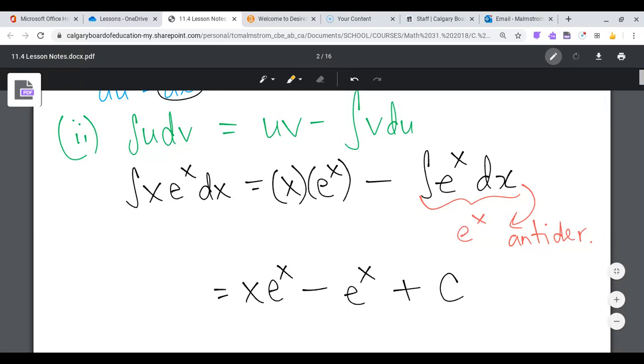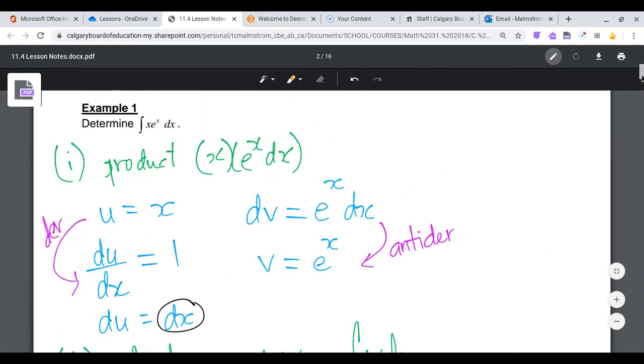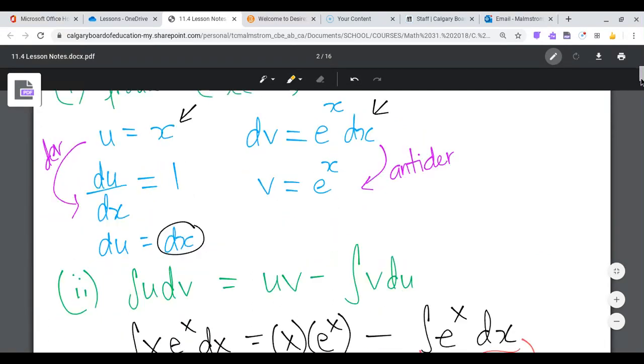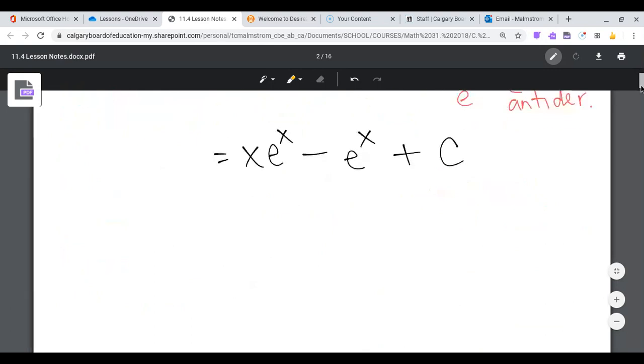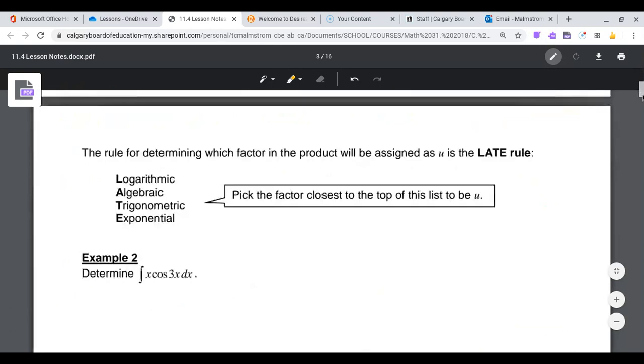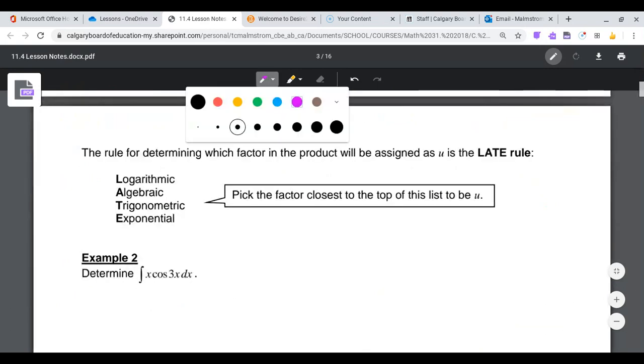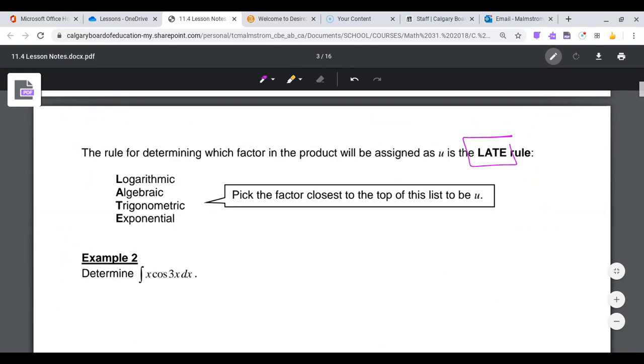Okay, now how did I know that x was going to be u and dv was going to be the other piece? That's the part that's important. That's why I wanted to look at the exponential and the logarithms in this lesson, because there's a rule for order. Who gets to be where? It's called the LIATE rule, in quotations. How do you decide who gets to be u? You go in this order.